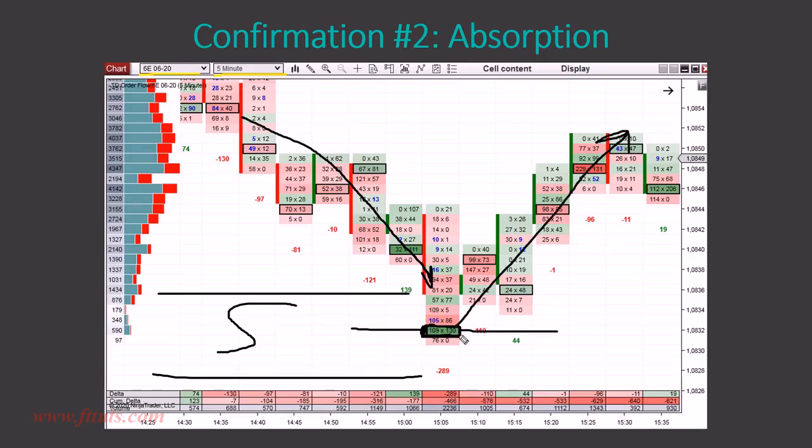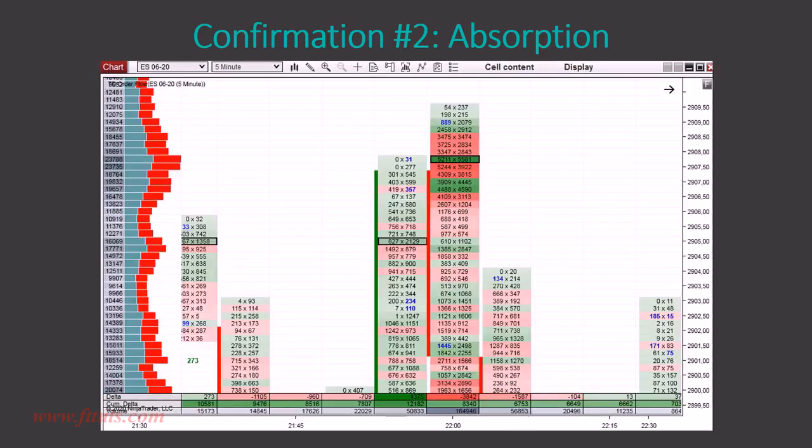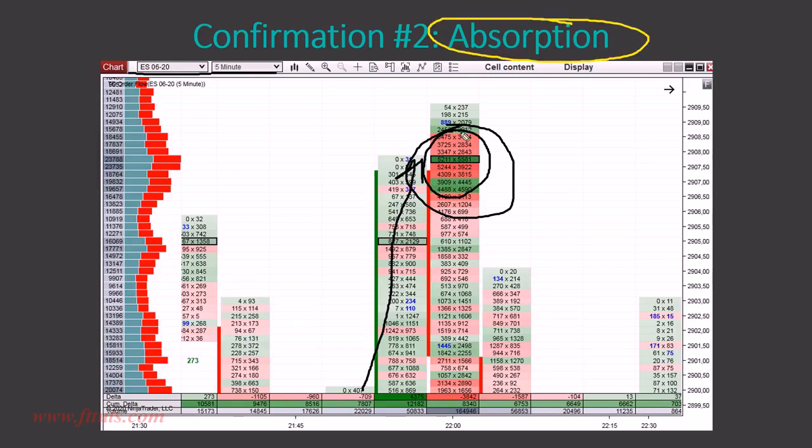Alright, so this is the absorption. Now, those are massive volumes. Massive volumes on the ES. This is the futures for SP500, the ES. 5-minute chart. Strong buying pressure. And in here, with those massive volumes, buyers are absorbed. There is the absorption in this area.